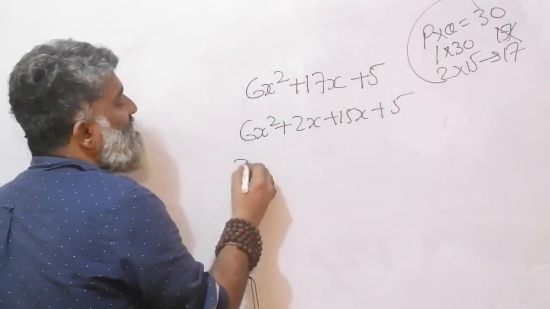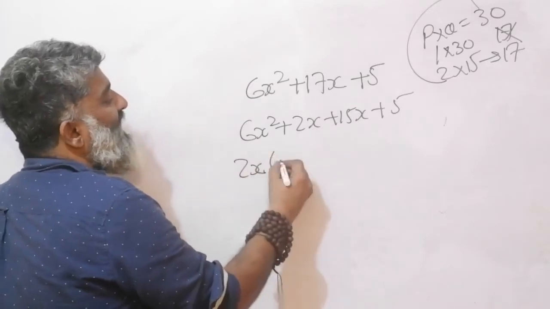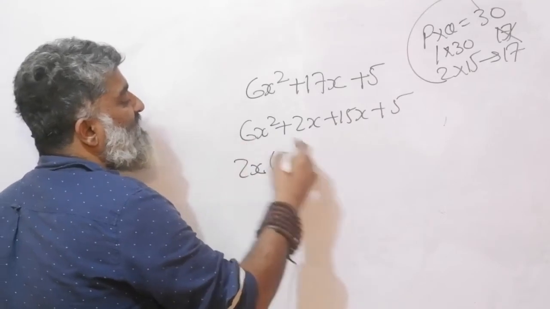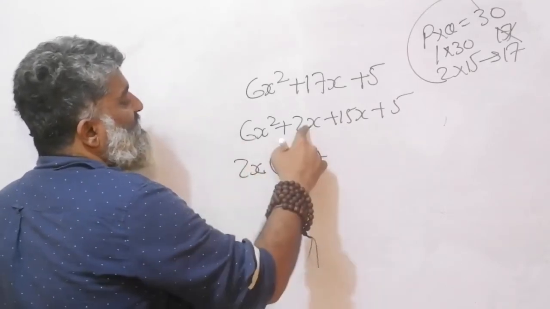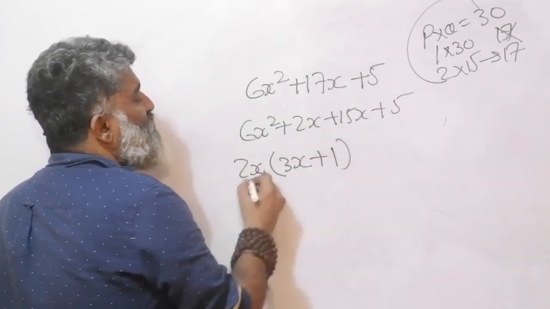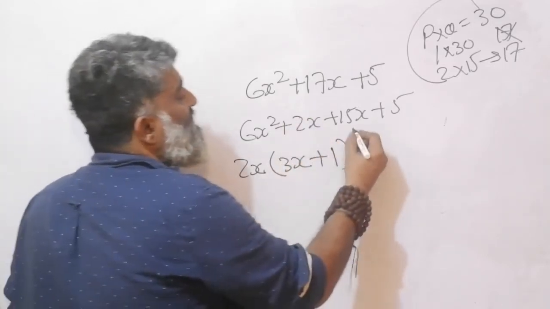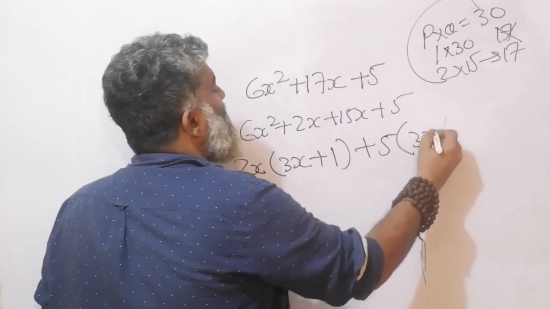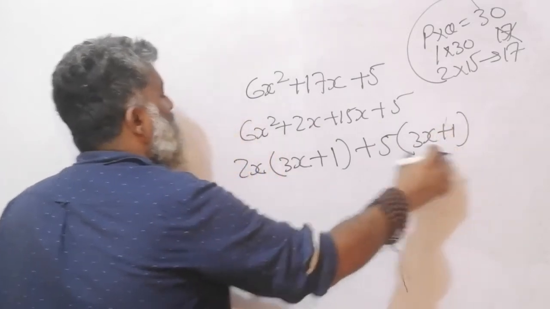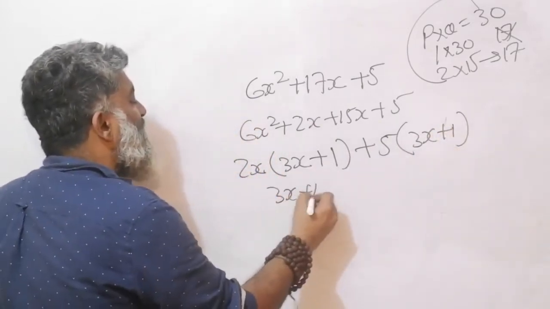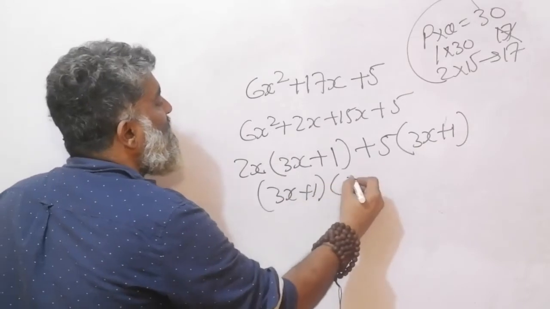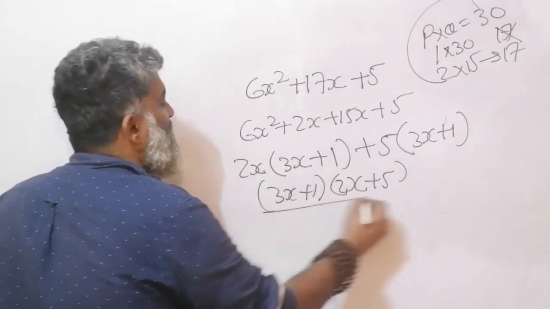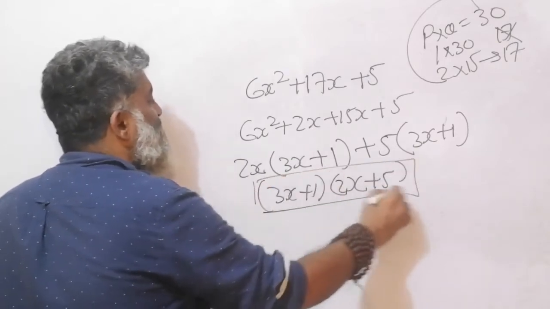Can I factorize this? Yeah, I can take a 2x common. I'll be left with a 3x inside. 2x into 3x gives you a 6x square. And I just want a 2x, right? So 2x into 1 will give me a 2x. And then this I can simplify as 5 can be taken out and I'll be left with a 3x plus 1. Now this 3x plus 1 I can take common out and I can leave 2x plus 5 inside, and my factorization is done.